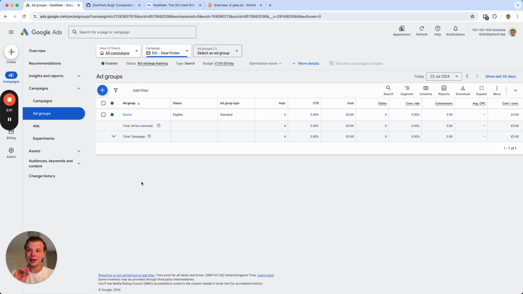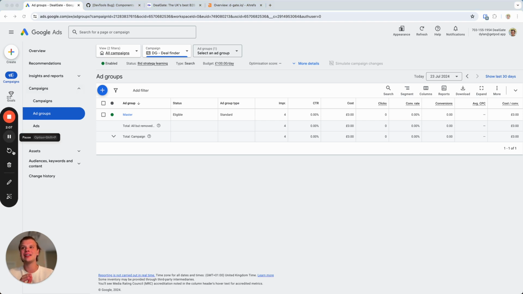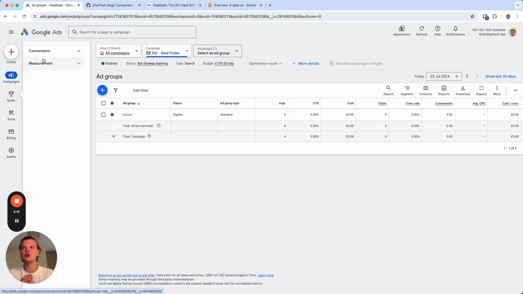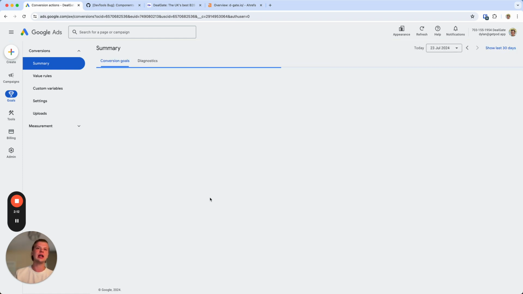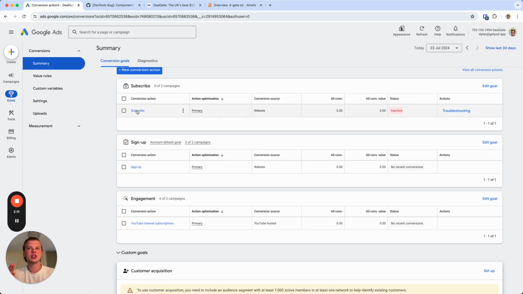The reason we go for Maximise Clicks over a conversion-based strategy is because we do not have any conversion data in our account. As you can see, if I move over to goals, conversion summary, I have 2 conversion actions, a subscribe and a sign up. We don't have any data in this account at all. I've just created this Google Ads account. So when you have no data in your account, you need to use Maximise Clicks, or else Maximise Conversions will go crazy and spend all your budget on probably 2 or 3 clicks, particularly if you're in an expensive industry, and you just won't get any kind of meaningful results whatsoever.